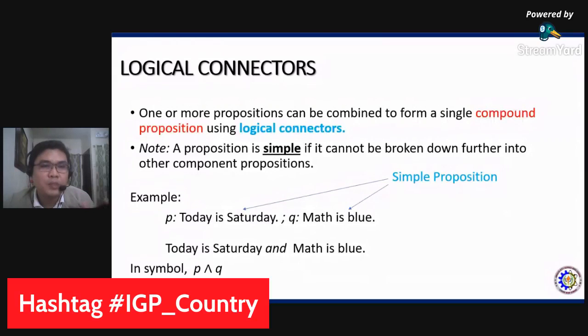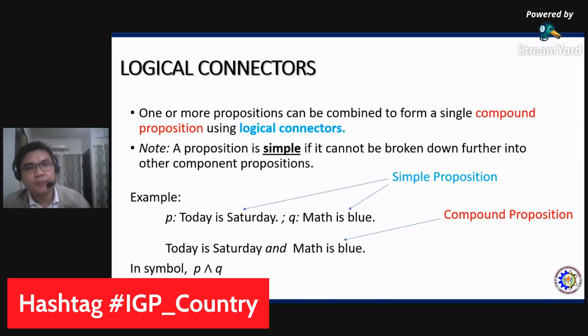But these two propositions can be combined using a logical connector, AND. If you would like to combine them to form a single proposition, called a compound proposition, we can use the connector AND to make it: today is Saturday and math is blue. Now it becomes a compound proposition. In this example, I hope you can see the difference between simple and compound. Simple propositions cannot be broken down, while a compound proposition has two or more propositions combined by logical connectors.